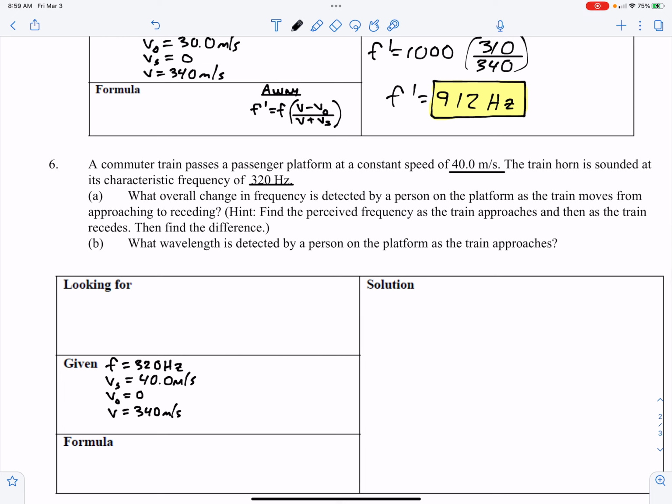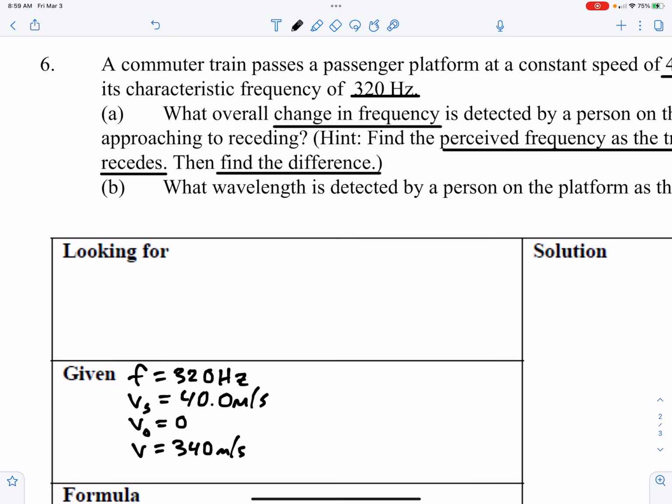Part A, what is the overall change in frequency detected by a person on the platform as the train moves from approaching to receding? Now, here's the hint. Find the perceived frequency as the train approaches, and then as the train recedes, and then find the difference between the two, okay? What does that mean? It means delta F, which is the change in frequency that a person would hear, is the observed frequency as it's coming toward you minus the observed frequency as it's going away from you. Okay, so we have to find each one of these individually and then subtract the two.